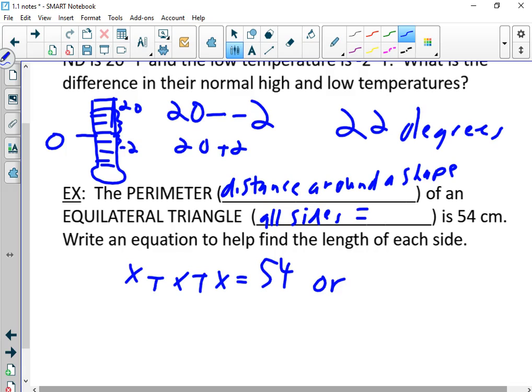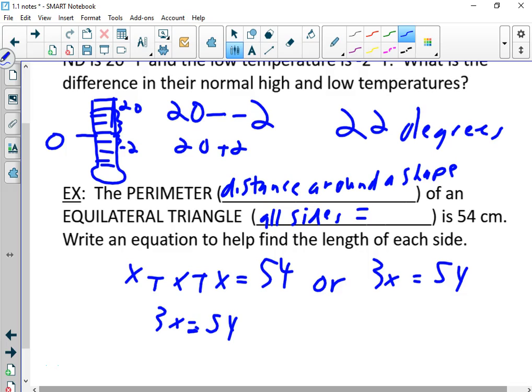That's one way, right? They're all the same. All 3 sides are the same, so x plus x plus x equals 54. Or, a quicker way is 3 times x equals 54. Which, if you think about it, if you write it the first way, your next step is going to be to combine like terms, and what are you going to end up with? 3x equals 54. So you're going to be there anyway. It just depends on what you see first. Neither one's right or wrong. One's just a little quicker.